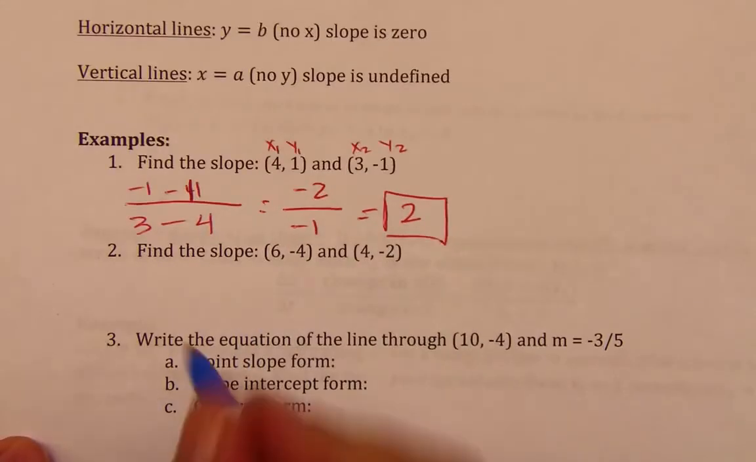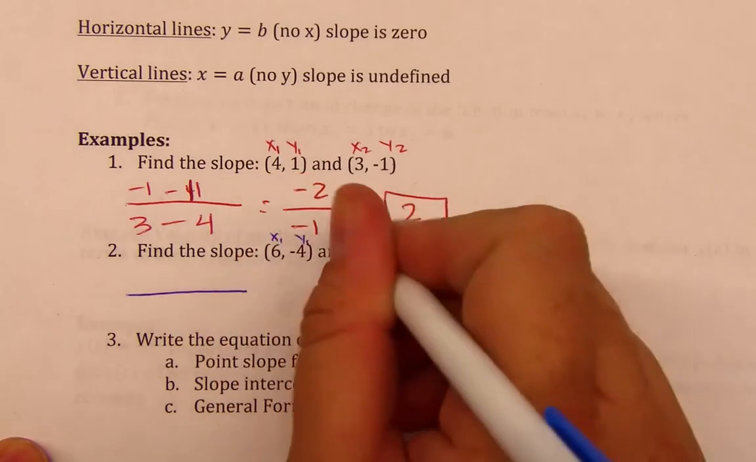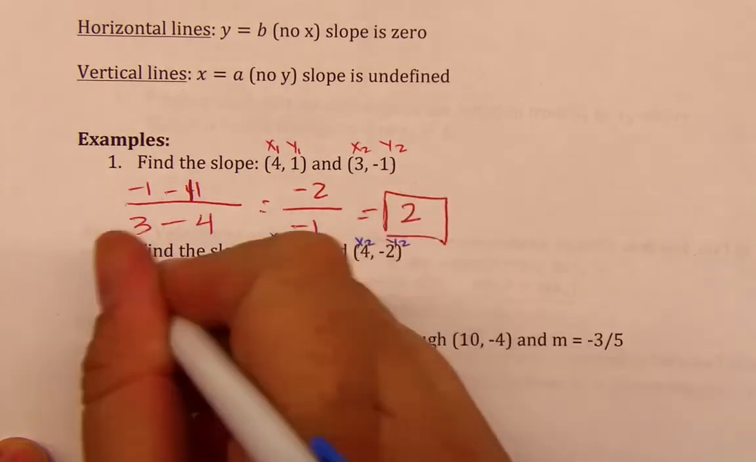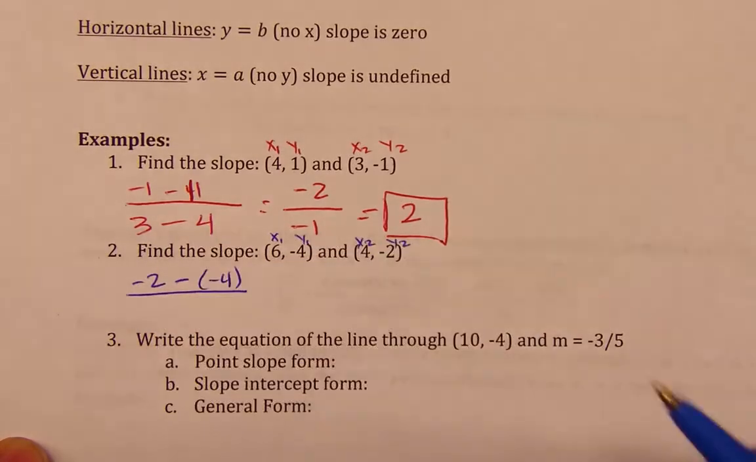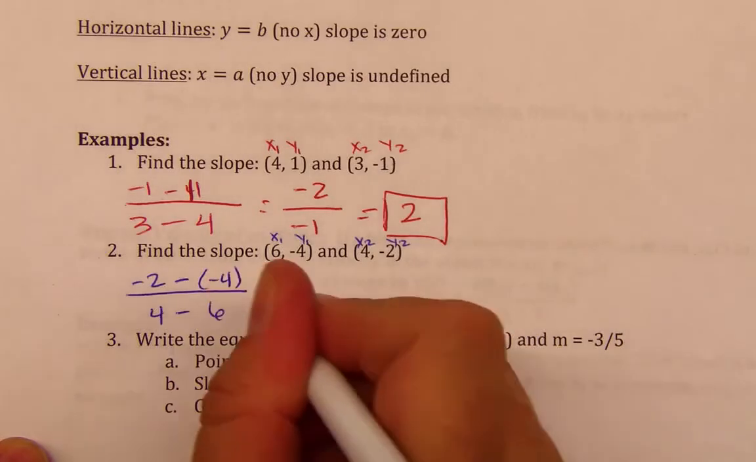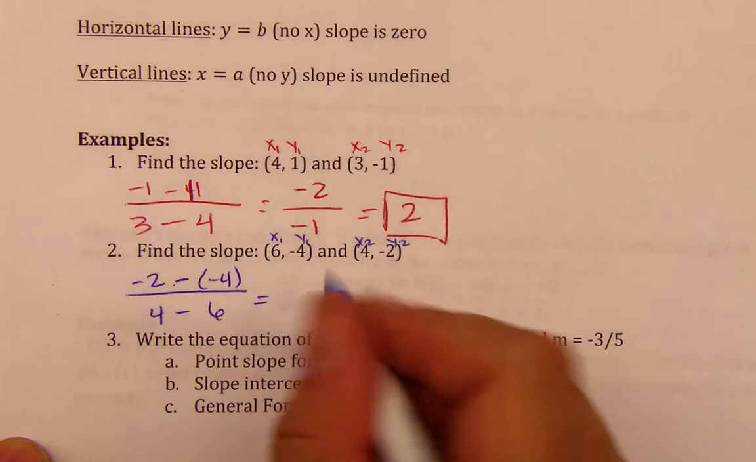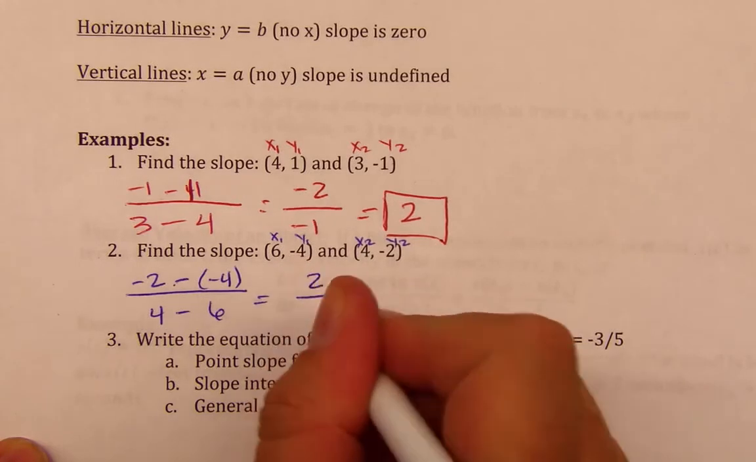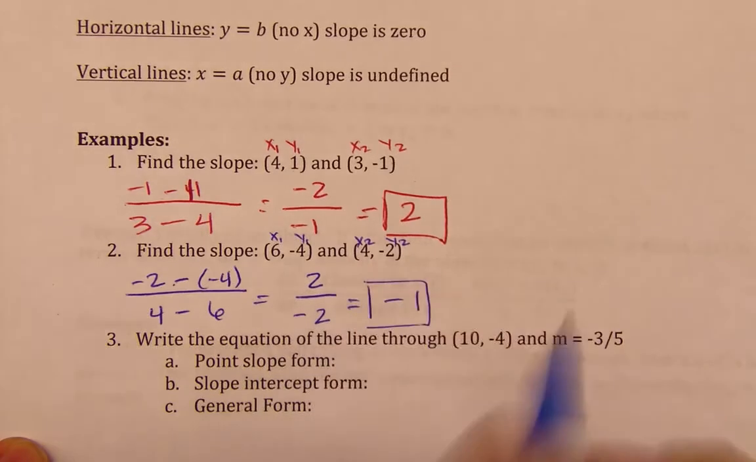And we can also do another example here. Again, x1, y1, x2, y2. So negative 2 minus negative 4. And then we have x2, 4 minus 6. And a negative times a negative is a positive. So we have positive 2 on top and negative 2 on bottom. So our slope is negative 1.